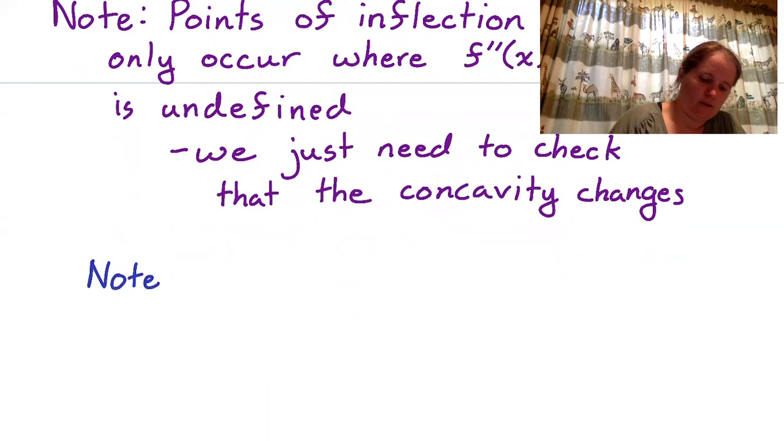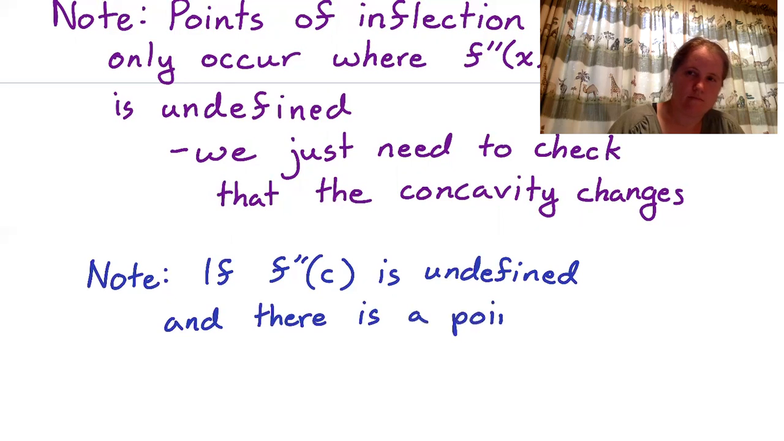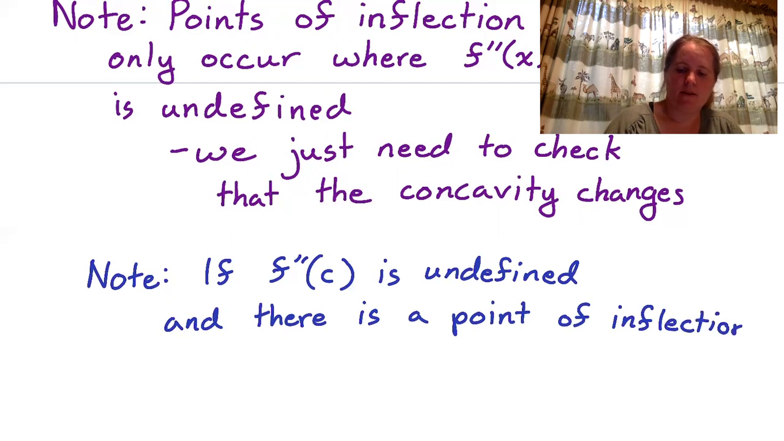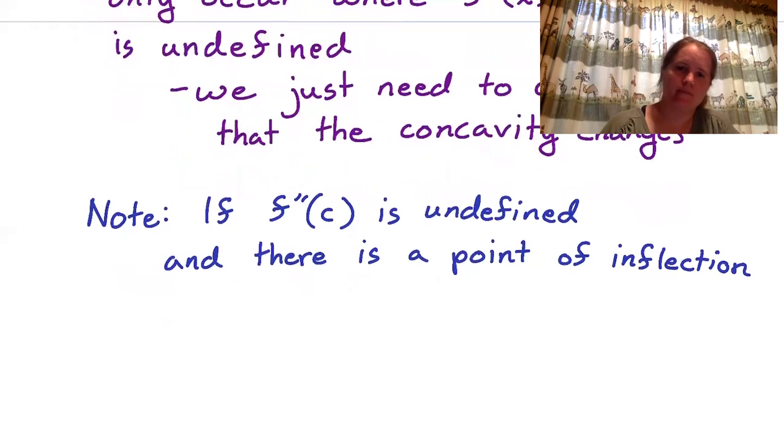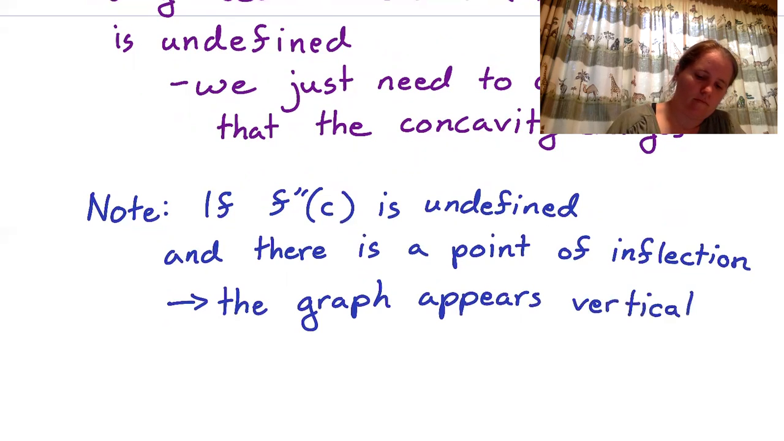Note that if the second derivative at c is undefined, and there is a point of inflection, then what happens is that the graph essentially appears vertical at that point. So the graph appears vertical at x equals c.